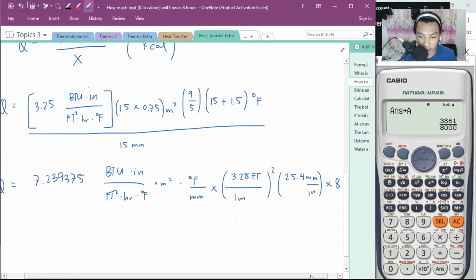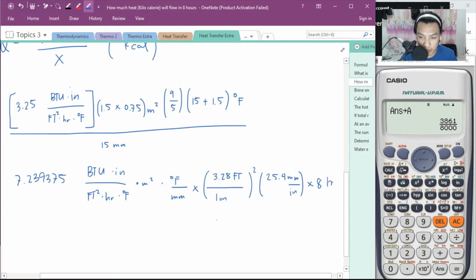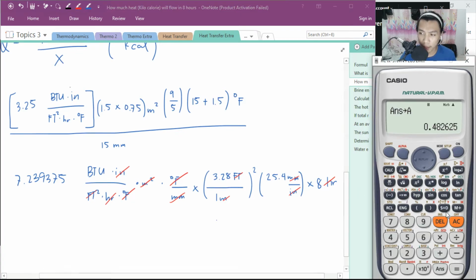8 hours. So, cancel na natin yung same units. Pwede na dyan. Yung degree Fahrenheit, yung meter squared, dito. Yung feet squared, nandito. Yung millimeter, nandito. Yung inch, nandito. Yung hour, nandito. So, ang lumabas dyan is BTU na lang. Okay?